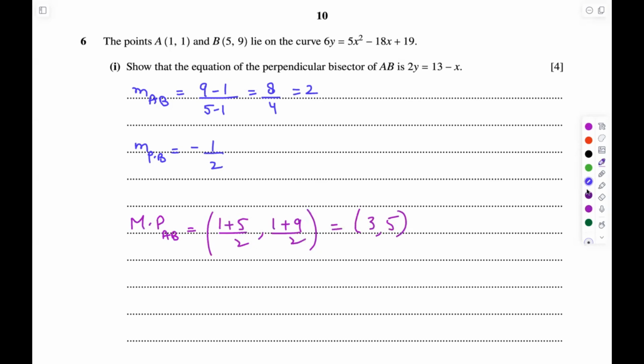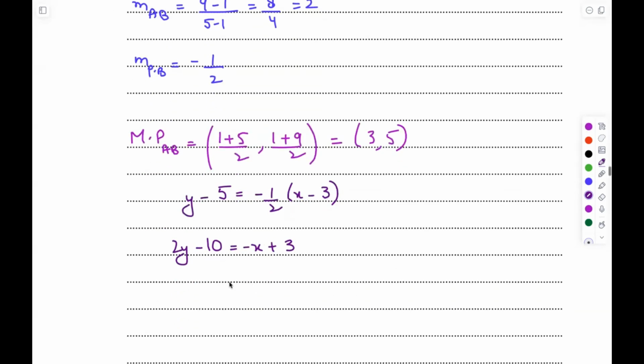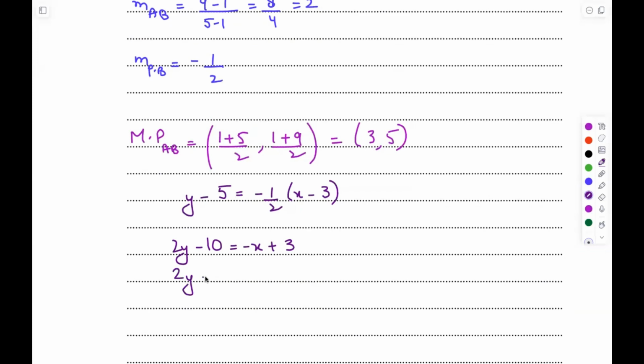Now finding the equation using y minus y1 equals m into x minus x1. So that will be y minus 5 is equal to minus 1 upon 2 into x minus 3. Cross multiplying, we'll get 2y minus 10 is equal to minus x plus 3. Taking 10 to the other side, we'll get 2y equals minus x plus 3 plus 10, which will be 2y equals minus x plus 13. And this was the equation that we had to prove for the perpendicular bisector.